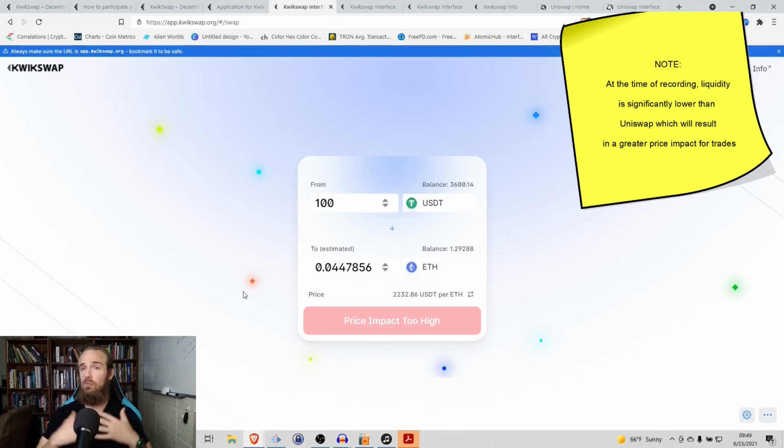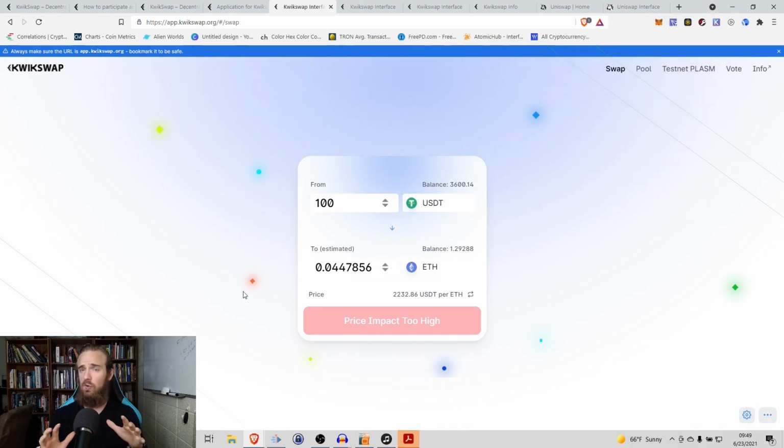So we're getting a little bit less. The exchange rate for us, just personally, isn't as good as Uniswap right now. And again, I'm not saying that is a bad thing. I'm not saying not to use Kwikswap because it does have a lot of other advantages. However, I just do think it is important to show you that price comparison as well.